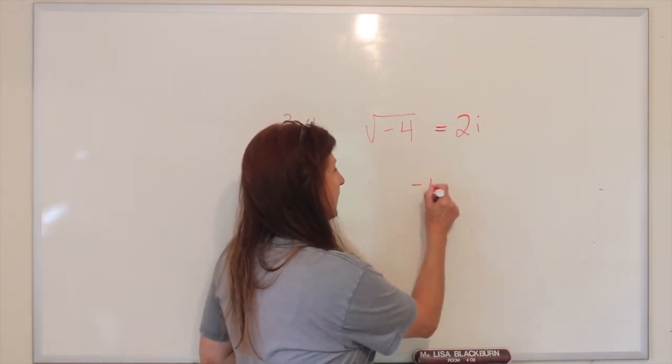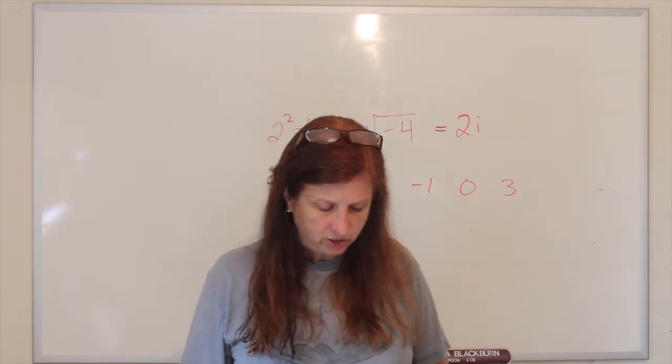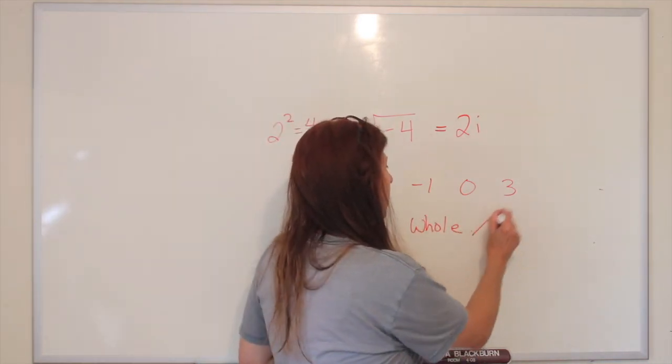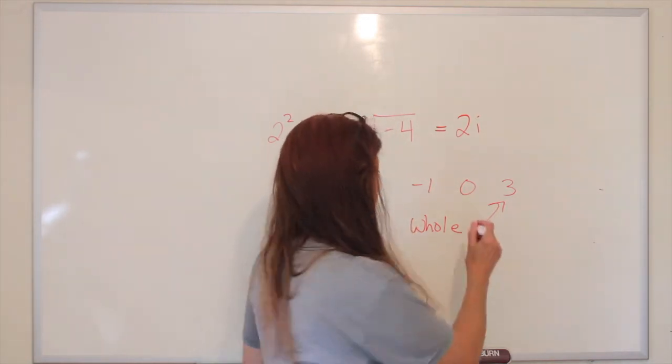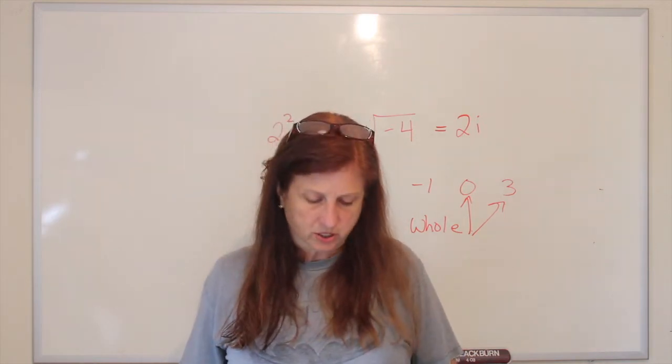So it could be like -1, 0, or 3. Those are all integers. Now whole numbers are only positive, and 0. 0 is also a whole number. So those are the names of the words, okay?